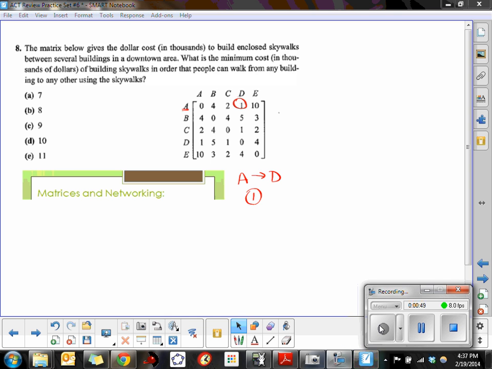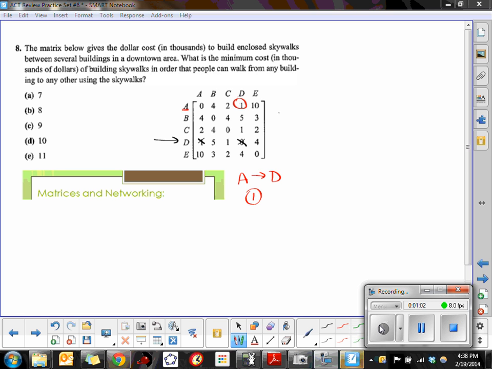Now, I just got A connected to D, so now I'm really sitting at building D. If I'm at building D, I don't need to go back to building A. What is the next building I can get to in the least amount of money? I don't need to go back to itself, so I have B, C, or E. The cheapest way to get from D to any other building is to go to building C, which costs us another $1,000. Now we're in building C, so I'm going to go to my row from building C.